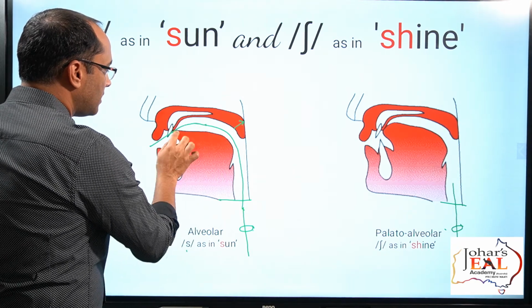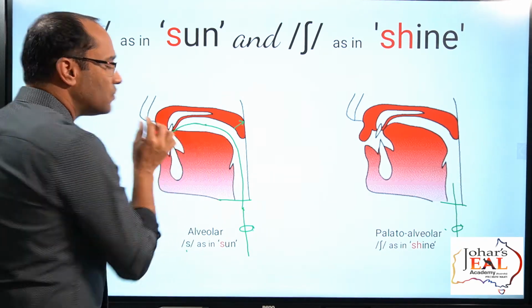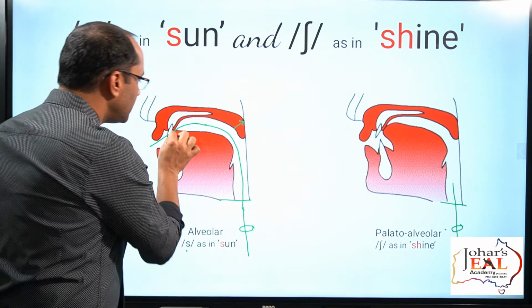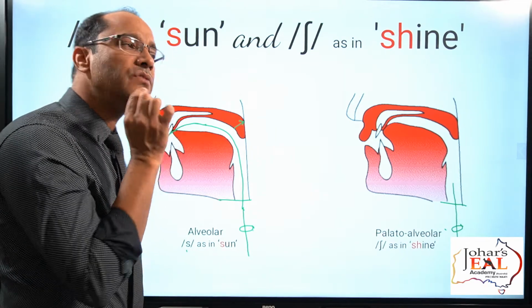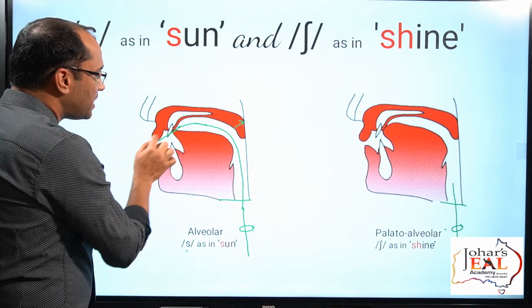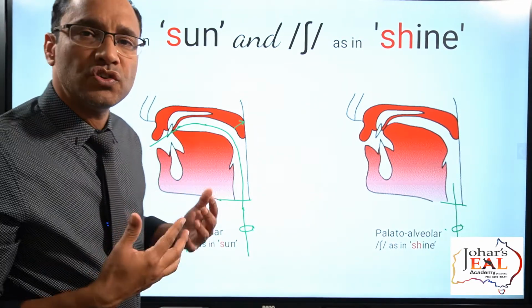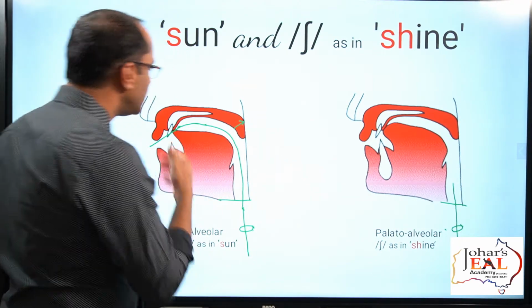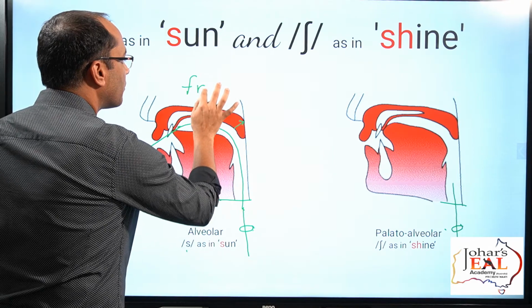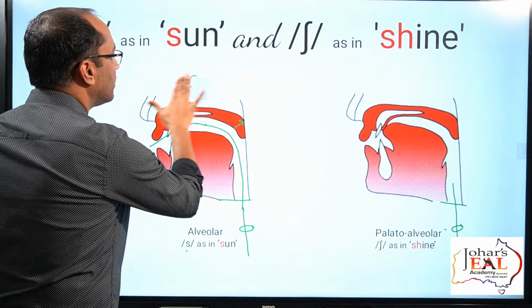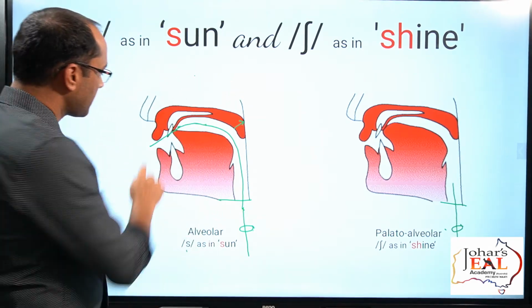For this, the tip and blade of the tongue go very close to your teeth ridge, or alveolus. When the air passes through it, there is audible friction, and that's why this sound is called fricative. It's a fricative sound.